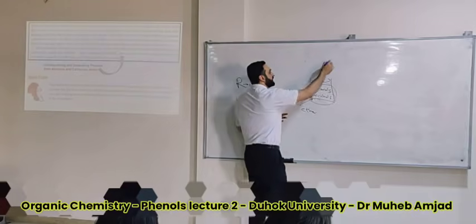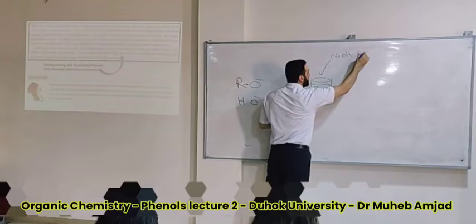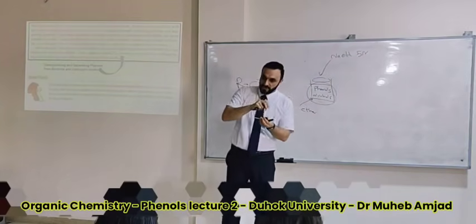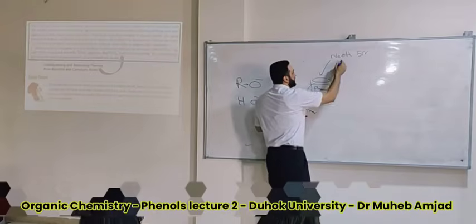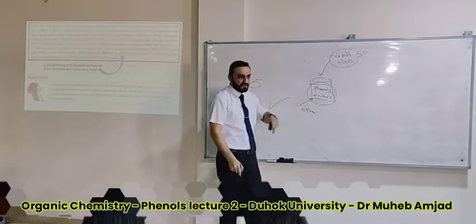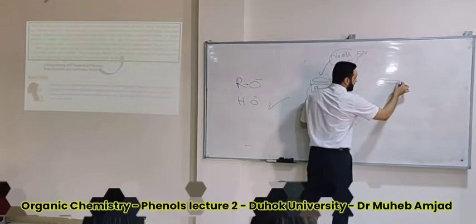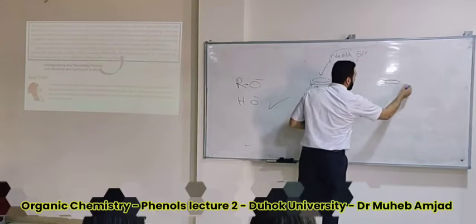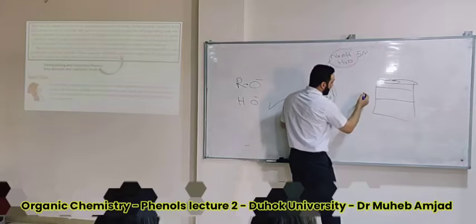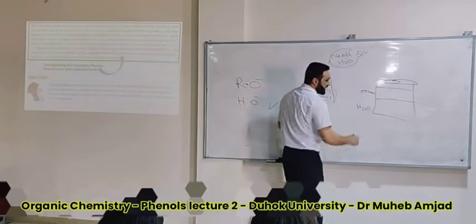So I will put NaOH, for example 5 normal. What does 5 normal NaOH mean? It means NaOH dissolved in H2O, the concentration in H2O. Now I put the NaOH solution here. What will happen? It gives you 2 layers. This is your beaker. It gives you the ether, and it gives you the H2O.